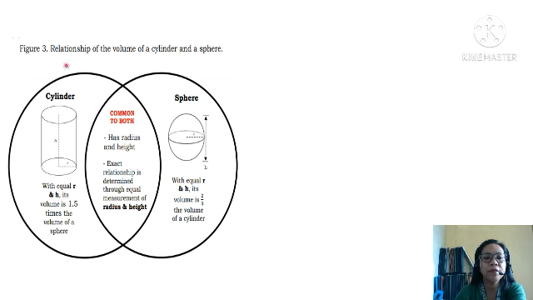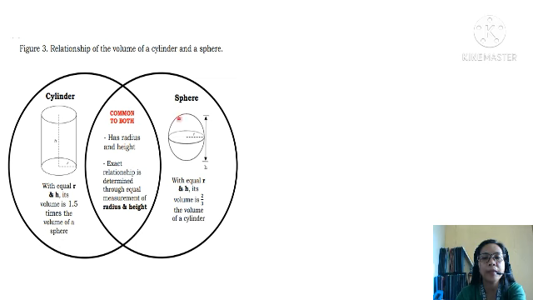Okay. We have heard the relationship of the volume of a cylinder and a sphere. Tingnan natin si cylinder. Meron siyang dalawang circular base. Radius ang ginagamit niya at height. Okay? With an equal radius and height, its volume is 1.5 times the volume of a sphere.